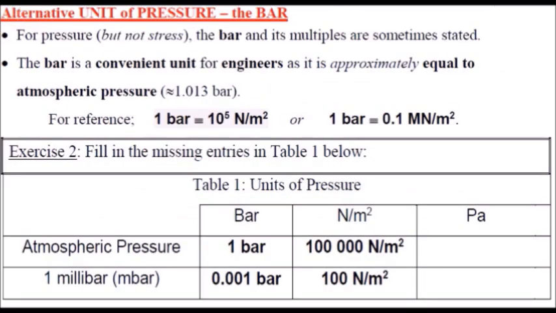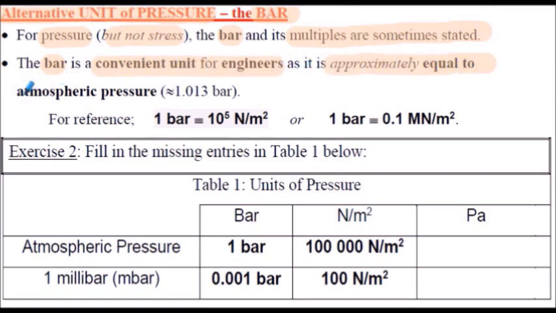Let's consider an alternative unit of pressure known as the bar. Now for pressure, but not usually stress, the bar and its multiples are sometimes used. The bar is a convenient unit for engineers as it's approximately equal to the atmospheric pressure. In other words, atmospheric pressure is approximately equal to 1.013 bar, although that does vary, of course.